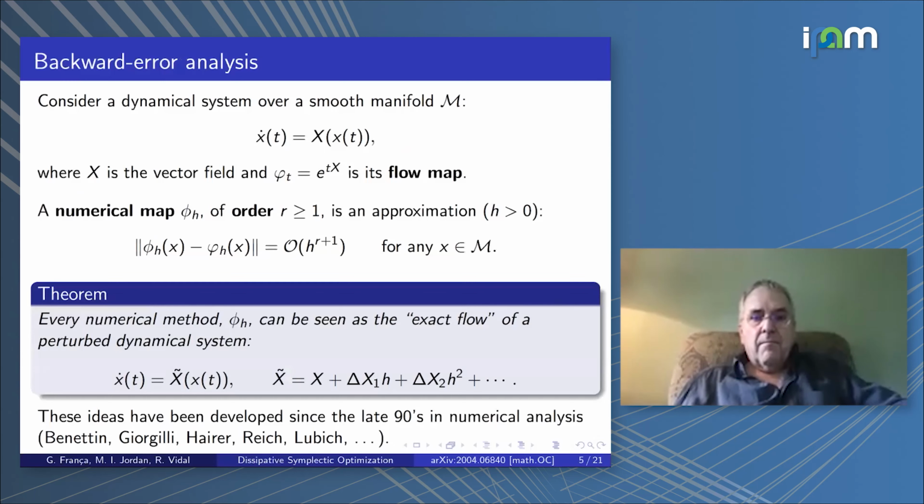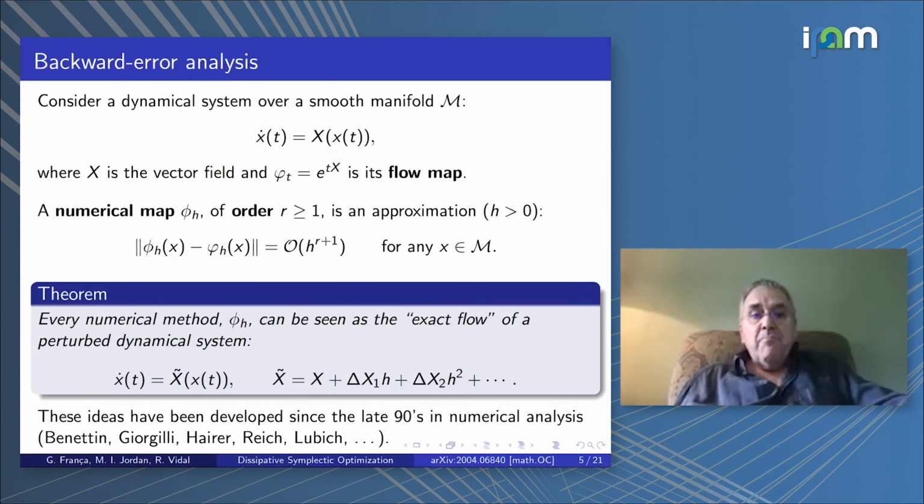Okay, so a little bit of setup here. We're going to have a smooth manifold M, and we have a dynamical system defined on it, given by a vector field there, capital X. The notation is now going to be a little more differential geometric. So we're going to have a flow map, which is given by the exponential operator.